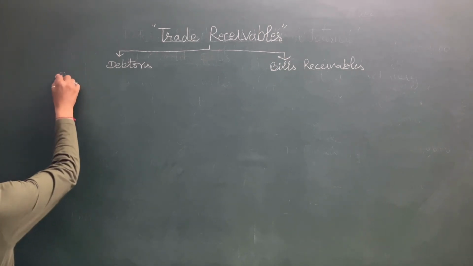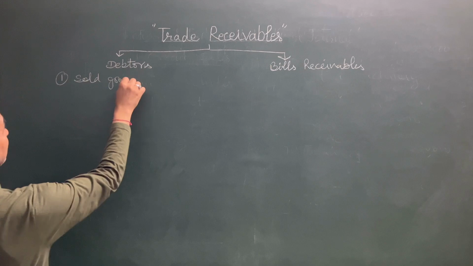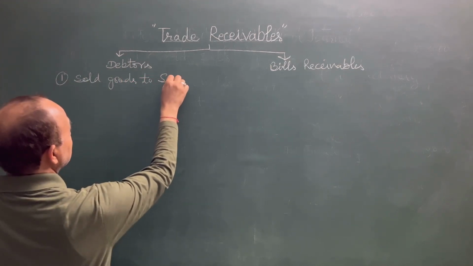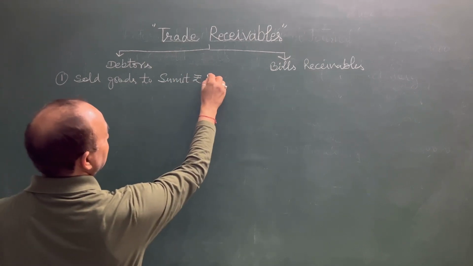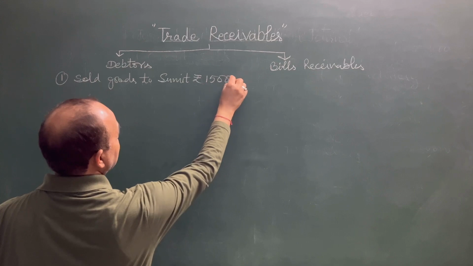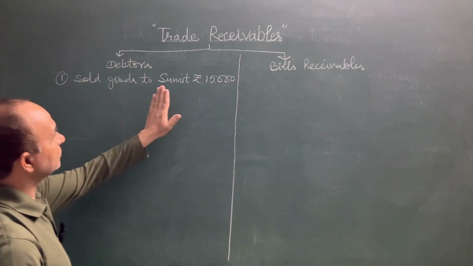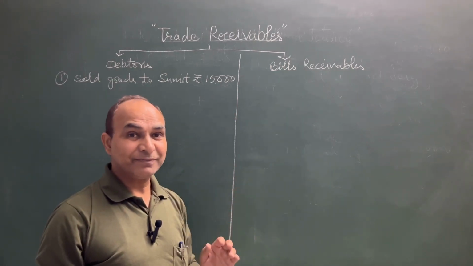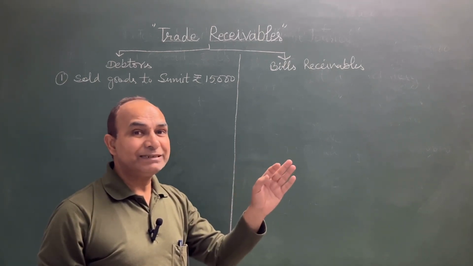I am taking an example: sold goods to, suppose, Sumit for rupees 15,000. This is a financial transaction. Sold goods to Sumit for rupees 15,000, amount not yet received. And it is also not specified when the amount will be received.